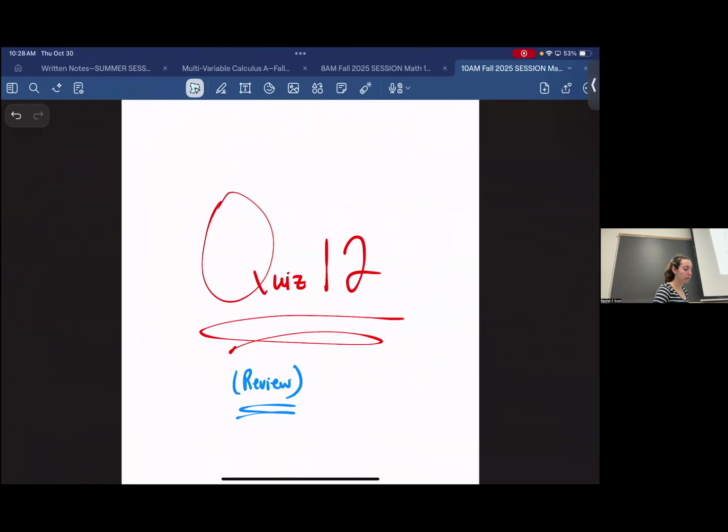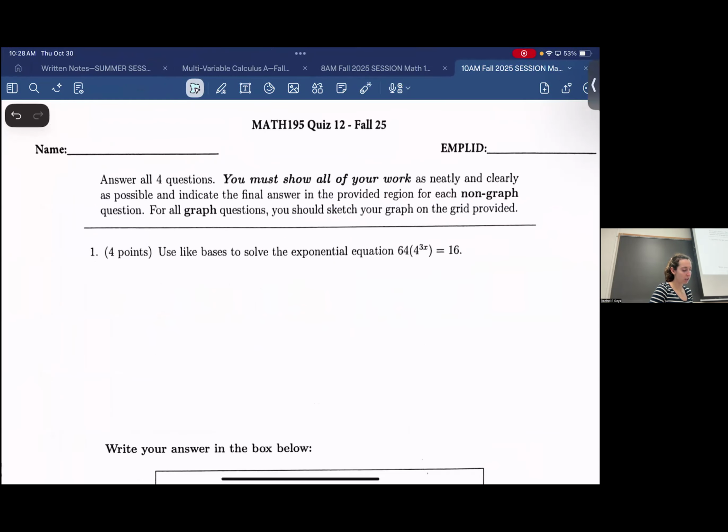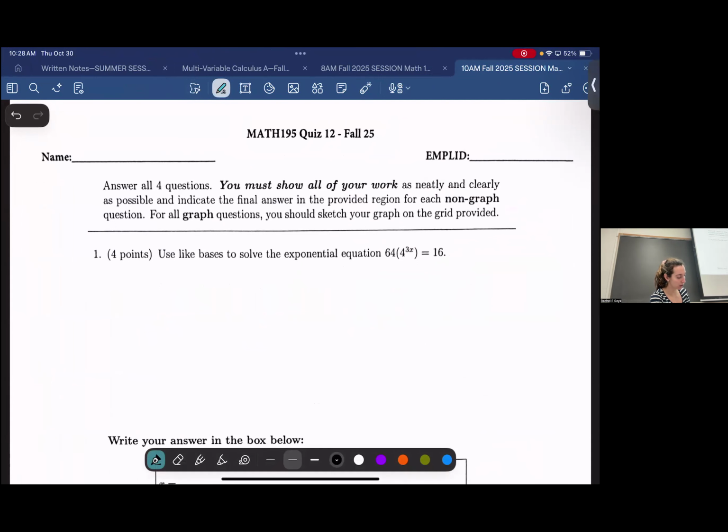All right, so the first question of quiz 12, we were dealing with solving exponential equations. And so we want to use our like bases to solve this exponential equation, and I'll write it a little larger so that we could all see it. We have 64 in parentheses, 4 raised to the 3x is equal to 16.